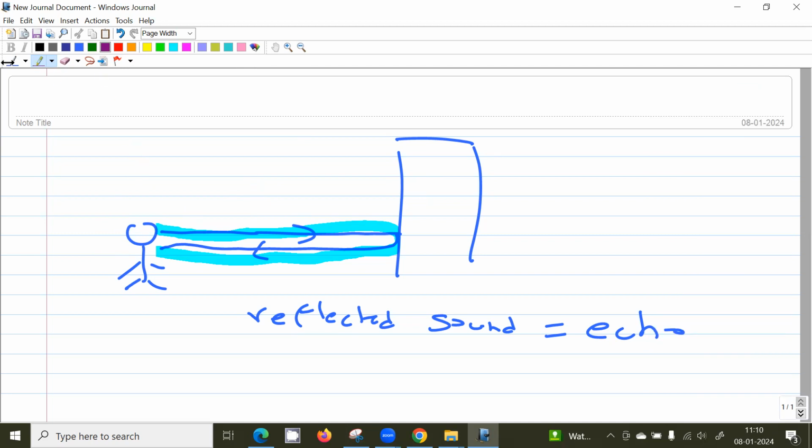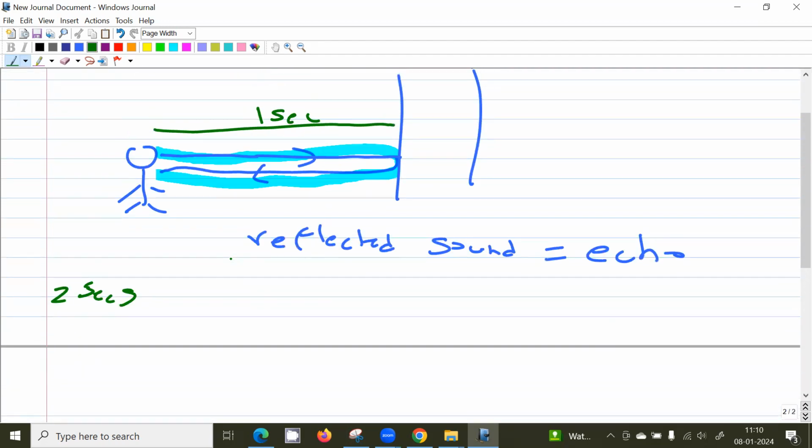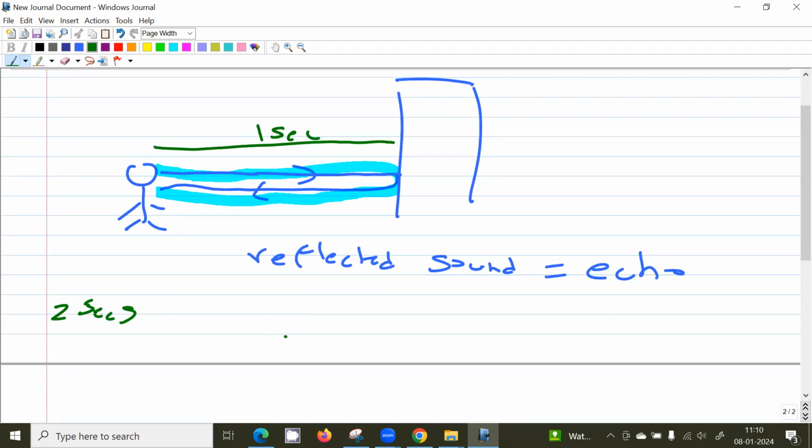For example, the time difference between the two sounds is say 2 seconds. Okay, that means the time taken by the sound to travel from here to here is how much? Half the time, right? It's 1 second. Okay, and speed of sound is known. In air, it's around 330 meter per second. This is the speed of sound.